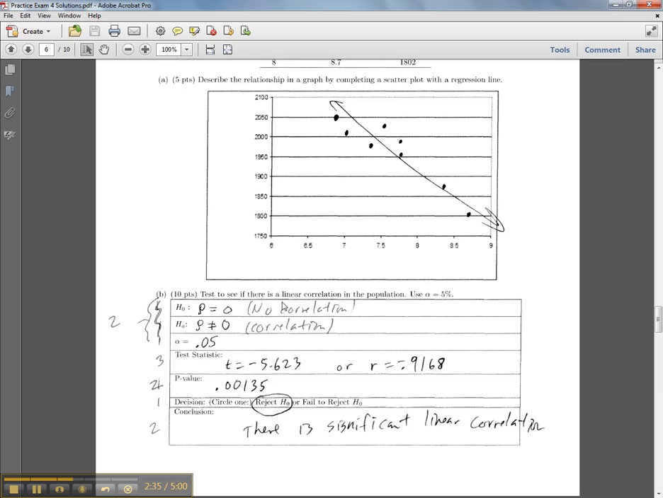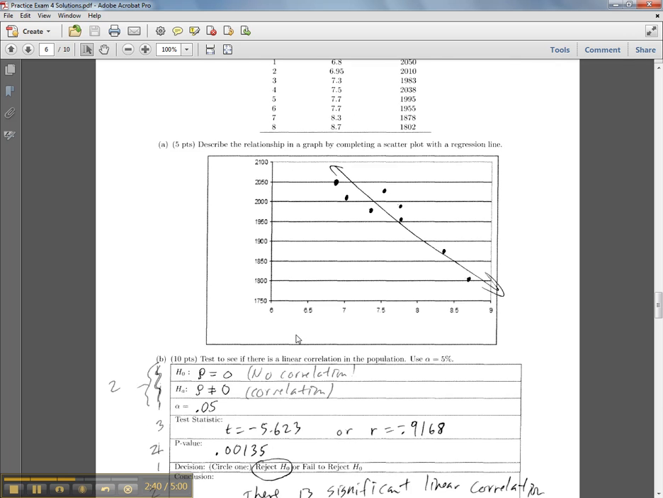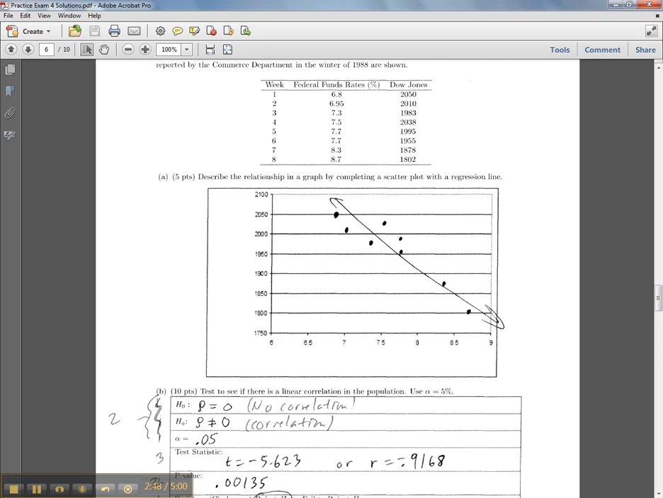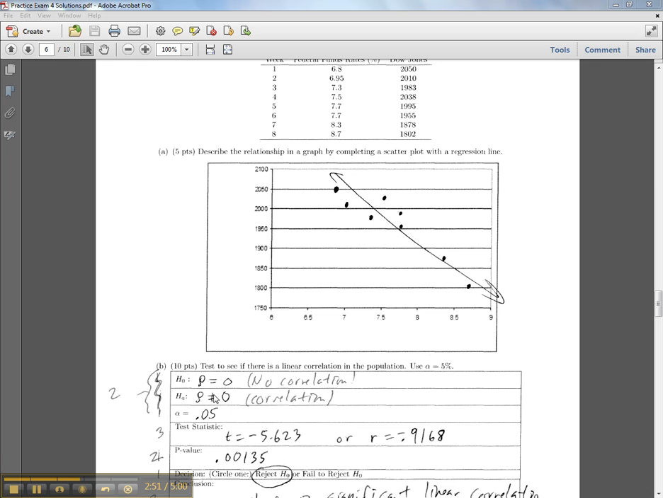All right? Then what we're testing out here is that there is some sort of correlation. We don't care if it's a negative or a positive correlation. We just want to know if there is some sort of correlation. The reason we're using not equal to is because right at the top here it says to test to see if there is a linear correlation in the population. So we're just trying to figure out if there is some sort of relationship at all. It doesn't matter if it's positive or negative. So that's why we use not equal to 0. Our alpha level is 0.05. They tell us that right here.